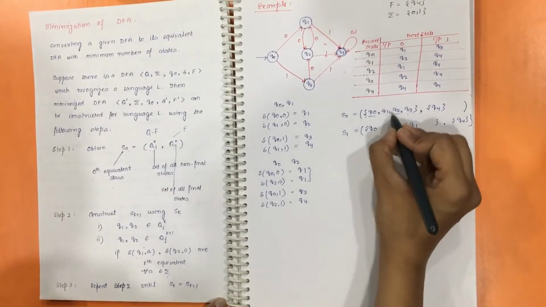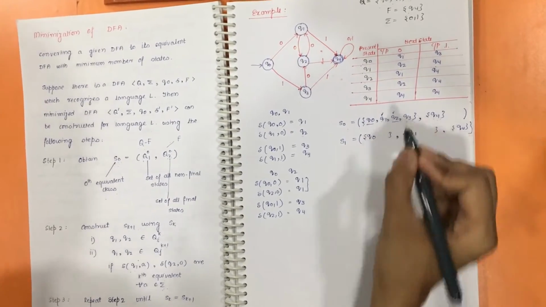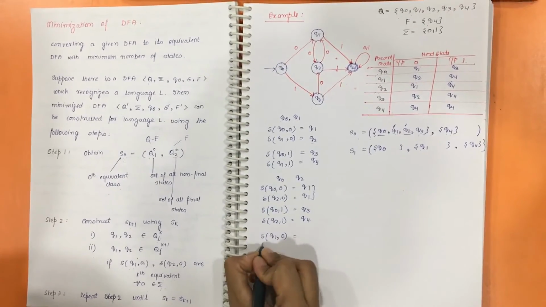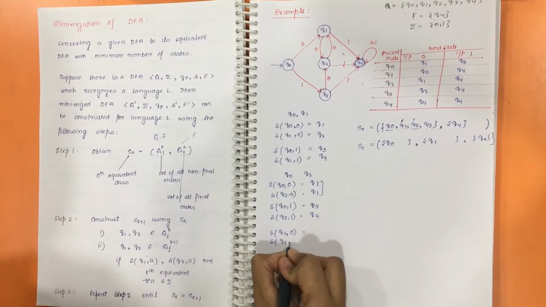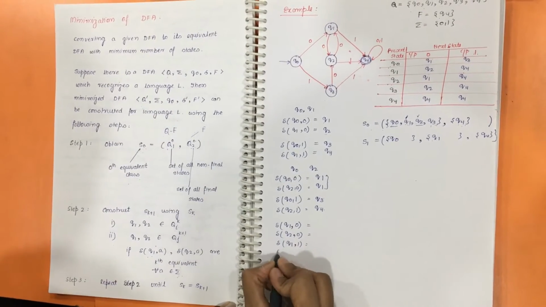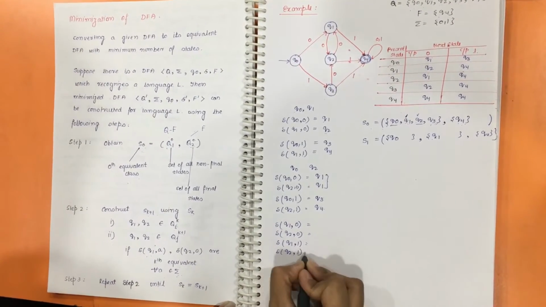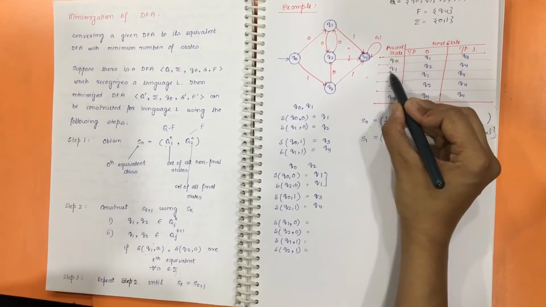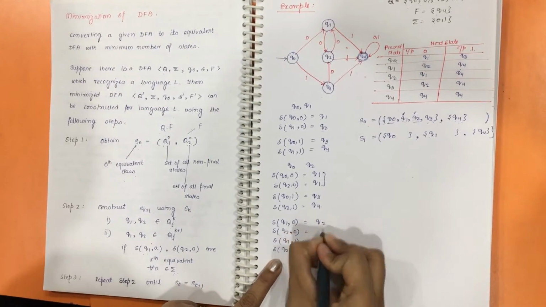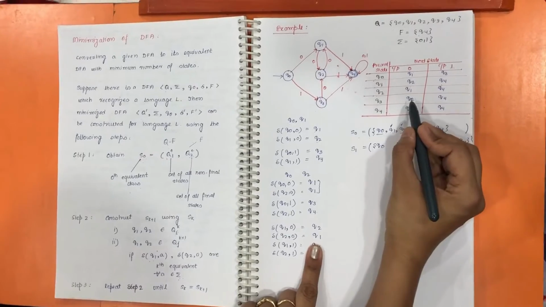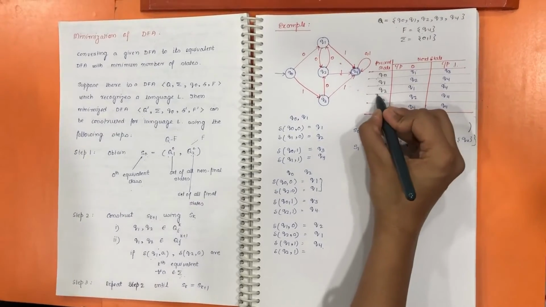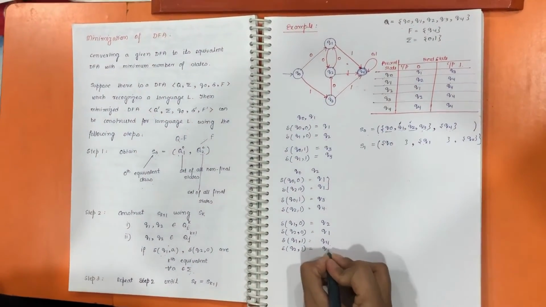Now we'll try to check the equivalency of Q1 and Q2. So delta of Q1 comma 0 and delta of Q2 comma 0. Similarly, we will obtain delta of Q1 comma 1 and delta of Q2 comma 1. Alright. Now at Q1 for input symbol 0, the next state is Q2. At Q2 for input symbol 0, the next state is Q1. Now at Q1 for input symbol 1, the next state is Q4. At Q2 for input symbol 1, the next state is Q4.